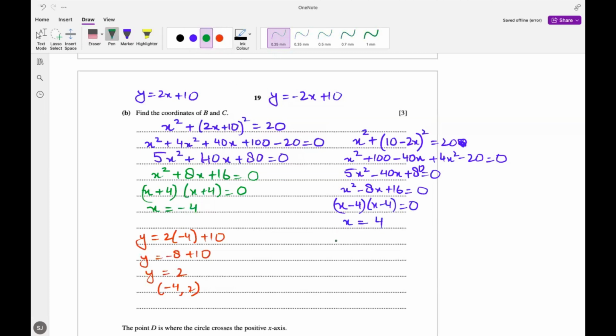Once you have the value of x as 4, we can substitute it into this equation to get the coordinates of C. So y will be equal to minus 2 into positive 4 plus 10. So minus 8 plus 10 will again be a 2. So the coordinates of C now will become 4 comma 2, and the coordinates of B are minus 4 comma 2.